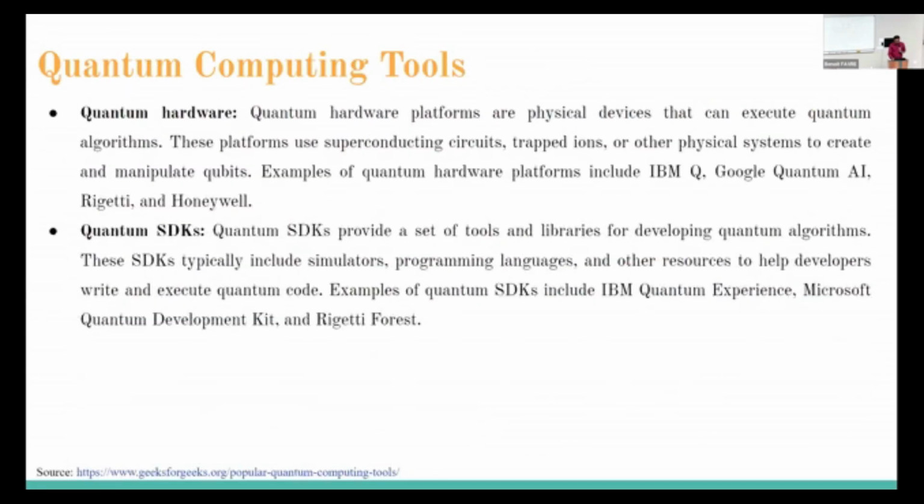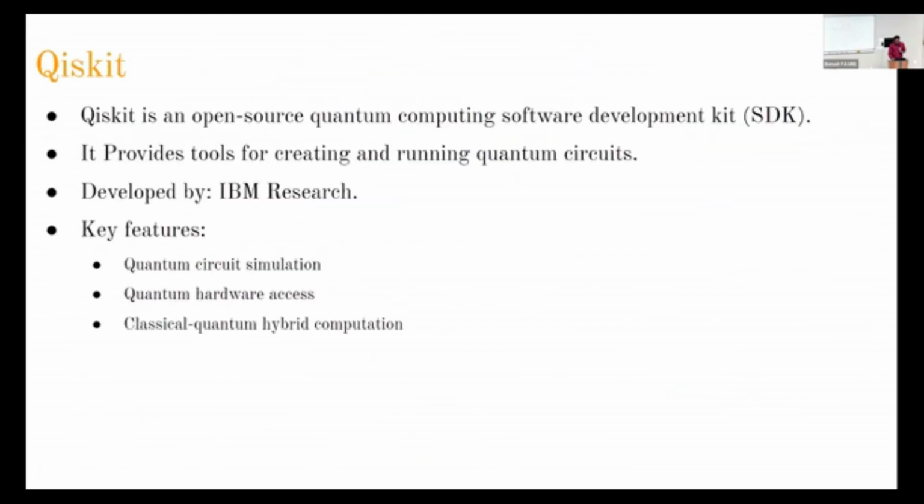So you can see this. First of all, I can discuss a little bit about Qiskit, and then we can go to PennyLane. Qiskit is an open source quantum computing software development kit. So before starting your code, you can download these tools and then run your own quantum computing programs. No real machine is required for that. It is developed by IBM, and there are some key features, like quantum circuit simulations, quantum hardware access, and classical-quantum hybrid computation.